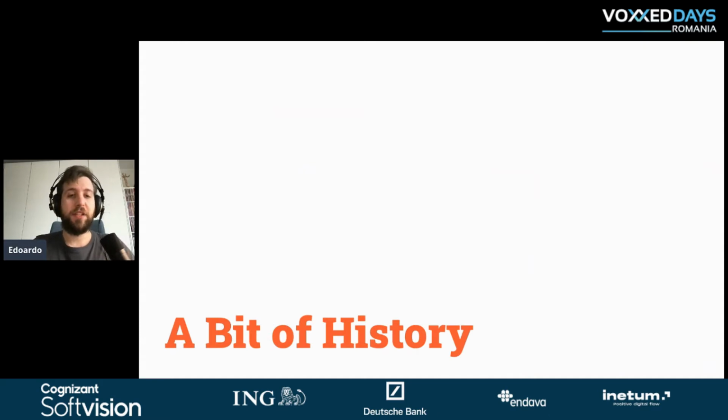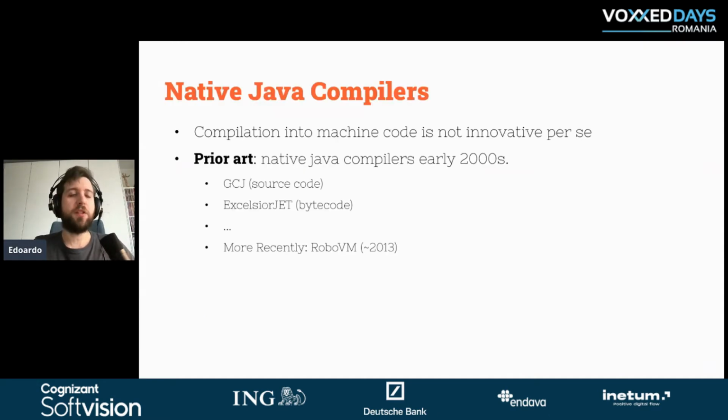So let's take a little bit of history. Native Java compilers are not something new. Even though there's a lot of interest right now for GraalVM and native image building, this is not something that is completely new. In fact, in the early 2000s, we have prior art using GCJ, for instance, which was a project that allowed you to compile Java source code into native binaries. Then there was Excelsior JET, which was a proprietary compiler that took bytecode and compiled it to native. And more recently, there was also RoboVM that was targeting mobile runtimes to compile down Java into native.